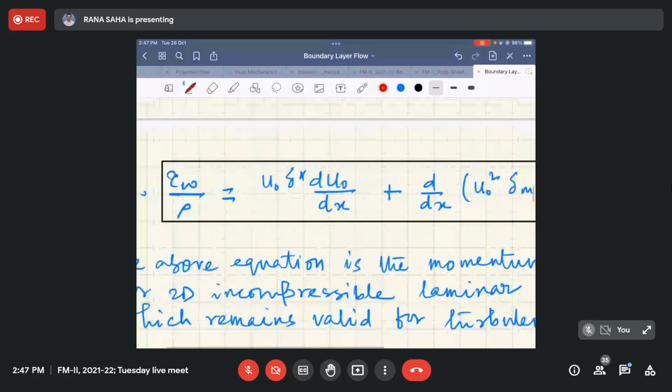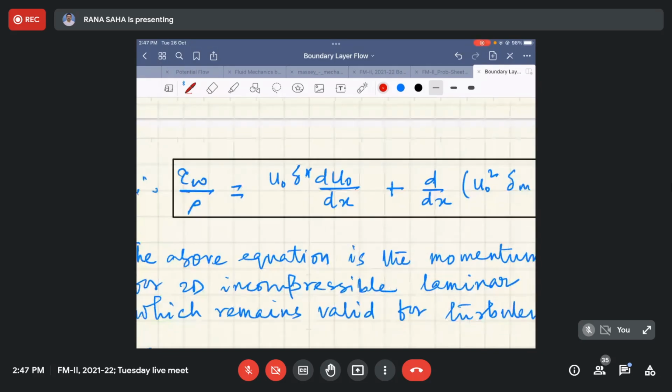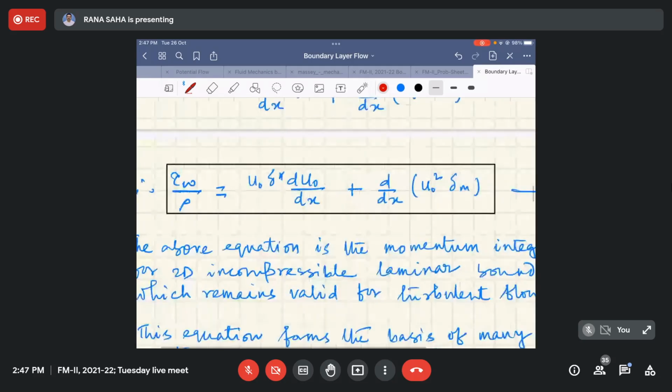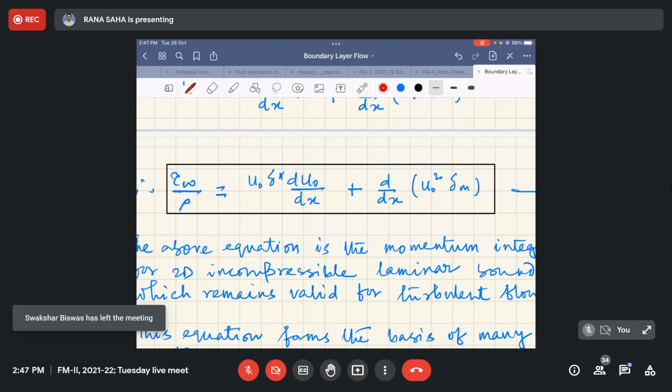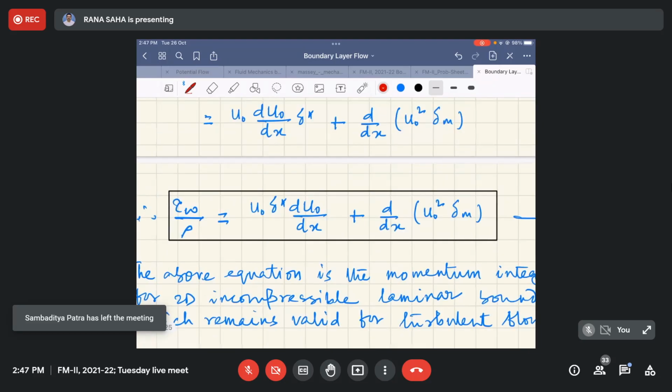You are talking about this dU0/dx, right? That is what you are asking. Yes sir. So what is the problem? U naught may be constant, U naught may not be constant. If U naught is a variable in the direction of x, if it is having a gradient, then the dU0/dx will be there, isn't it?